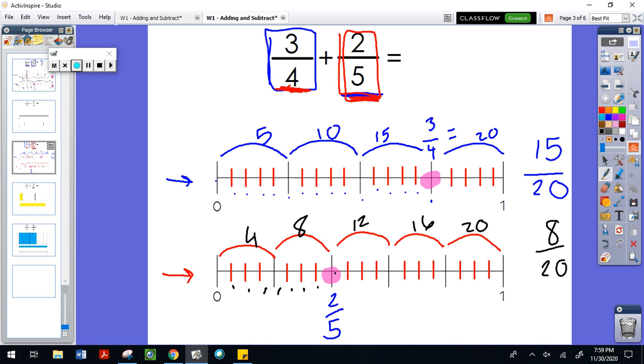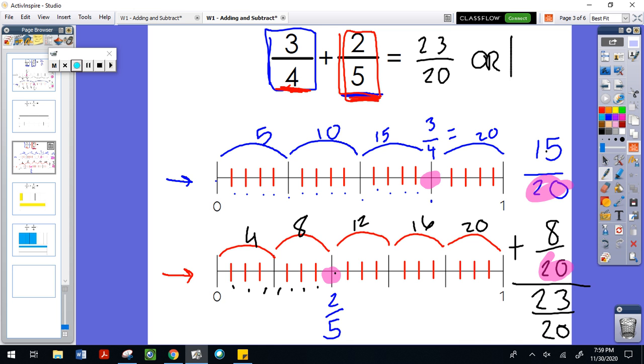So now I have 15/20ths plus 8/20ths. Since we have that common denominator that we're looking for, we bring that down and we do 15 plus 8, which is going to give us 23. So 3/4 plus 2/5 is equivalent to 23/20ths, or 1 3/20ths.